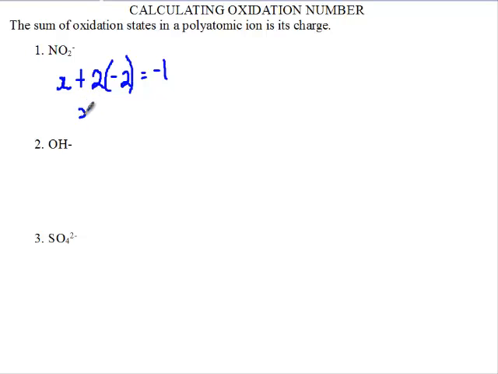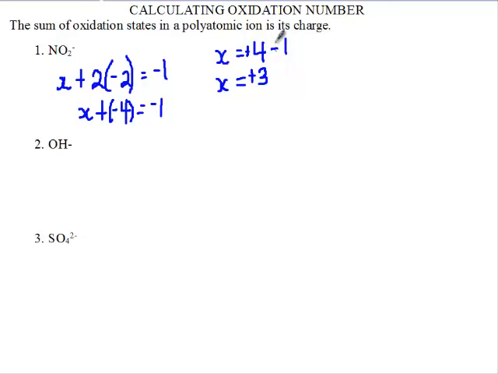Now, X plus minus 4 is equal to minus 1. Minus 4 because 2 times minus 2 will give us minus 4. Then we send the minus 4 across the equal sign. So we're going to have X is equal to, when minus crosses the equal sign, it becomes a plus, 4 minus 1. And 4 minus 1 is equal to 3. So that means nitrogen's oxidation state over here is plus 3.